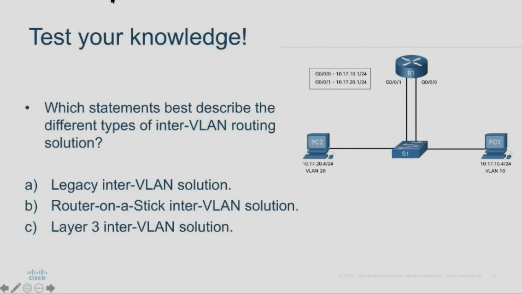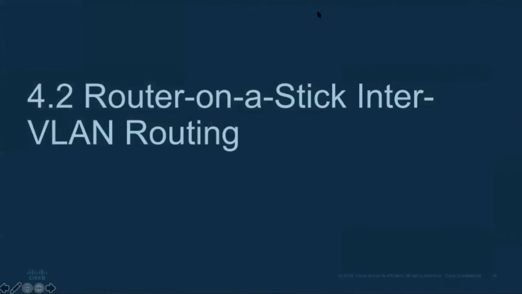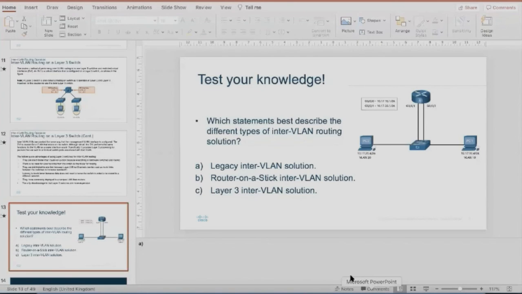Okay, so thank you for your answers, and the answer is, it's not router on a stick. Let me just check. Okay. Yeah, so the answer is it's the legacy inter-VLAN routing, because we have the legacy instance and it is limited by the number of physical links.